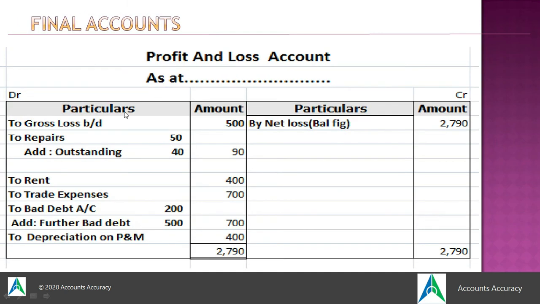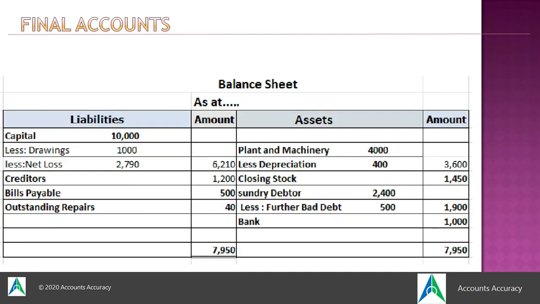Then diagonally we will transfer gross loss to the profit and loss account, and then we will do the balancing of both the debit and credit column. But we can see in the profit and loss account there is nothing at the credit side, so the balancing figure will be the net loss, and this net loss will get transferred to the balance sheet and it will be deducted from the capital account. And then the totaling of both sides will be done. You will notice that both side totals will be the same, that is 7950. In this case here we have both the sides, total amount is 7950. So our sum is correct.